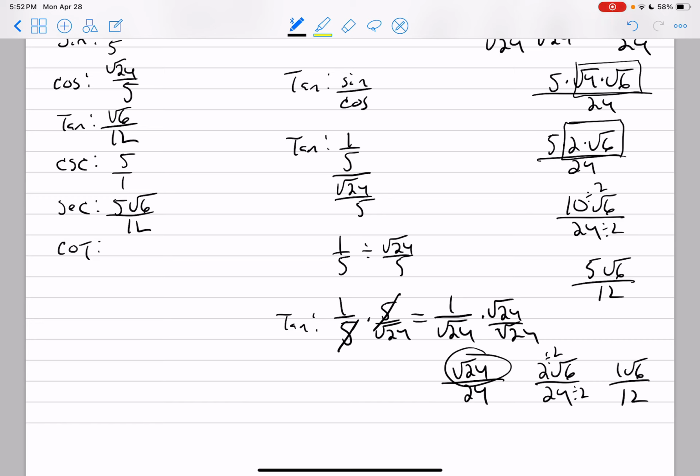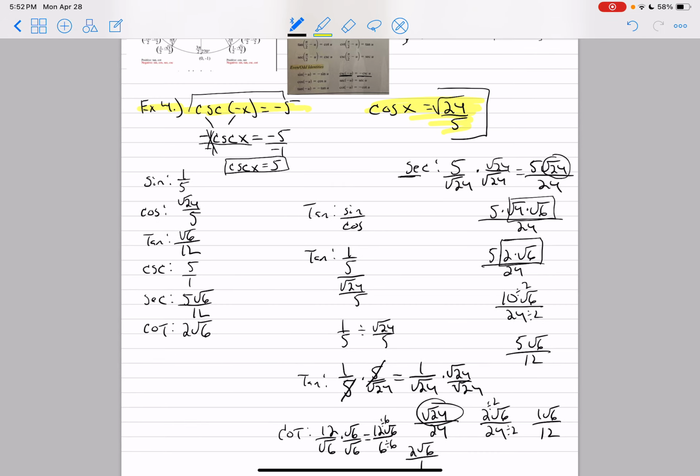And finally, let's get cotangent, which is the reciprocal of tangent. So it'd be 12 over root 6 times root 6 over root 6, which equals 12 root 6 over 6. Let's simplify that, and it is 2 root 6 over 1, which is just 2 root 6. I did all the work pretty quickly, but hopefully you all are following along and doing it before me as much as you can, and checking. Bye, I'm out.